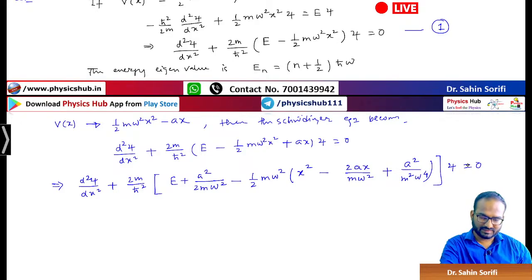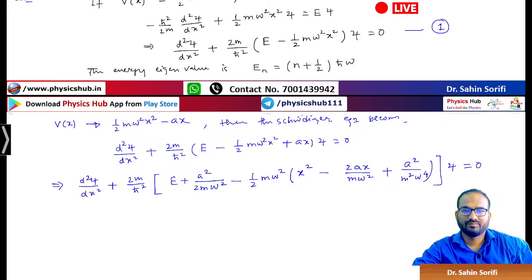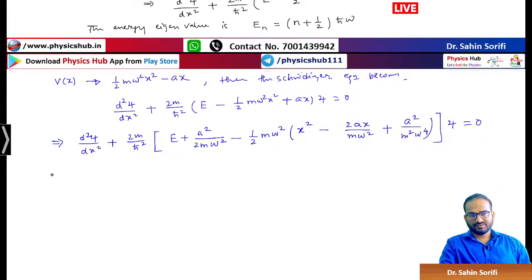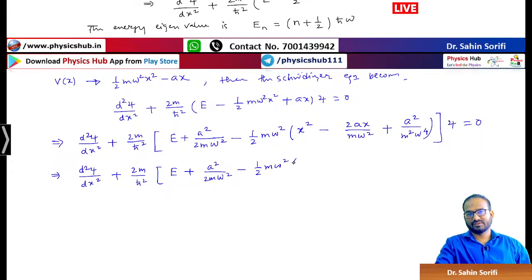Is this line clear, guys? Tell me. It's a very crucial line. If it is clear, then the upcoming things will be pretty much easy. This equals d²ψ/dx² + (2m/ħ²)[E + a²/(2mω²) − ½mω²(x − a/(mω²))²]ψ.